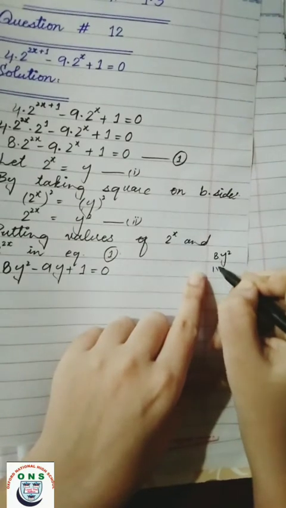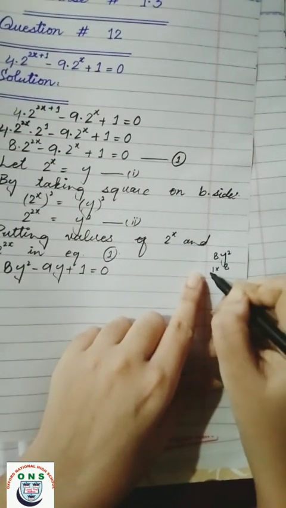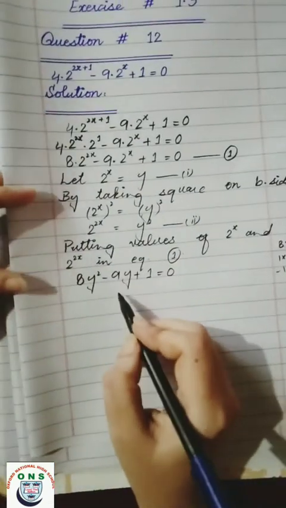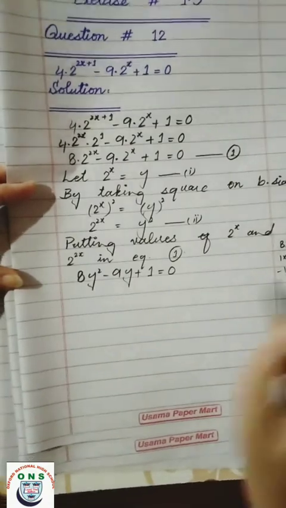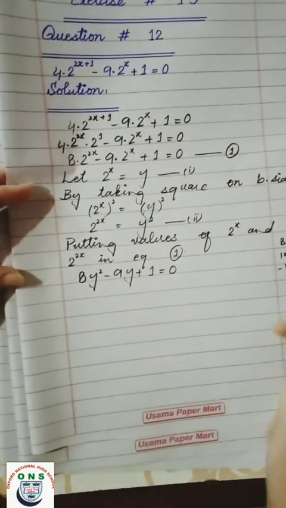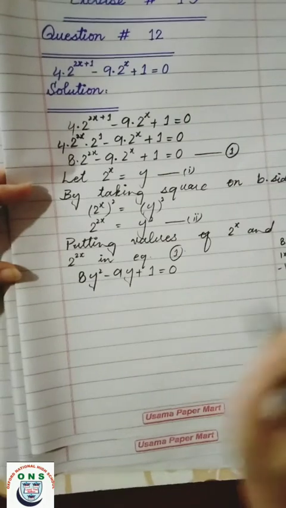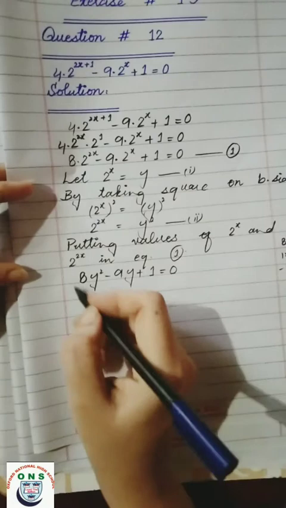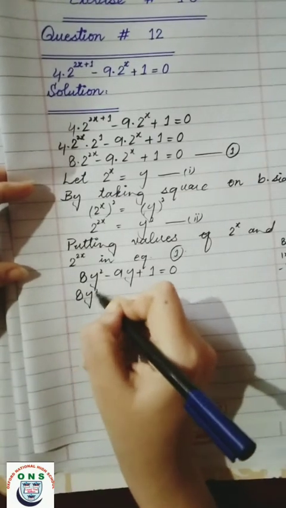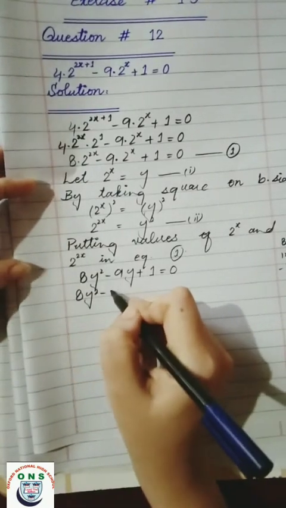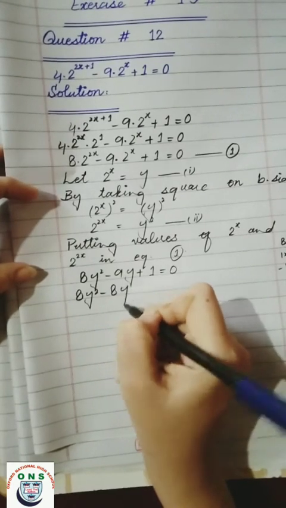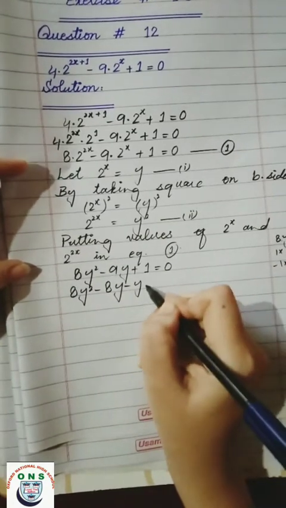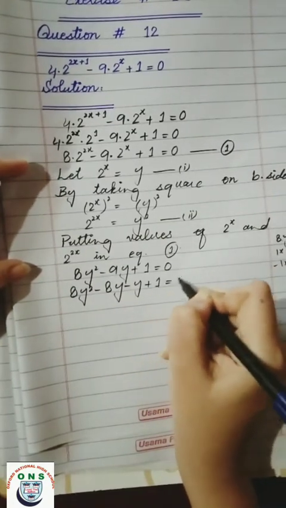Here is a factor 1 multiplied by 8, and if we take minus 1 multiplied by minus 8, then it fulfills our need. Minus 8 and minus 1 will be minus 9 when added, and if we multiply them, we get 8. So 8y square, minus 8y minus y, and plus 1 is equal to 0.